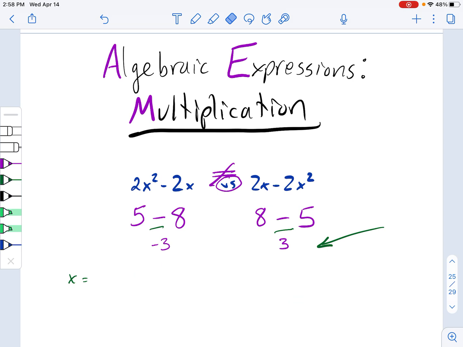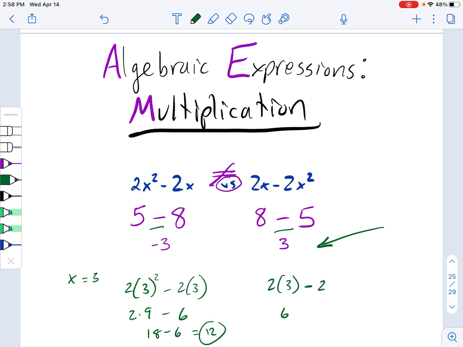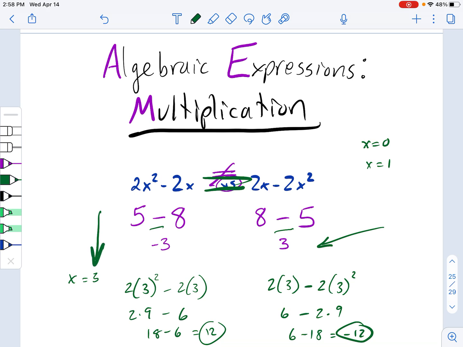Let's do another test. What if x is equal to 3? So we have 2 times 3 squared minus 2 times 3. So we have 2 times 9 minus 6. So we have 18 minus 6, so we get 12. Okay, now let's look at 2 times 3, that's 6, minus 2 times 3 squared, minus 2 times 9, so 6 minus 18. Oh, we get negative 12. Okay, so when x equals 0 and x equals 1, it gave us a sense that these were equal, when we know that when x is not 0 or 1, they were not equal.